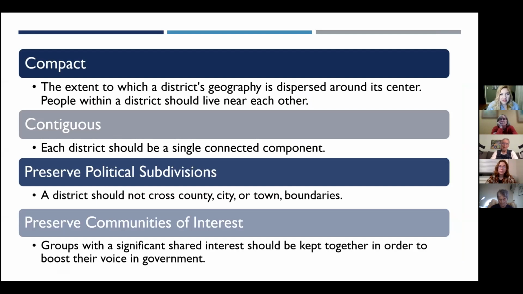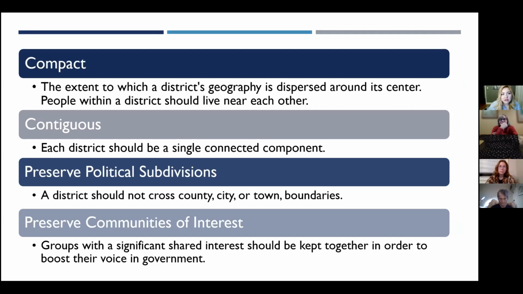So what do these words mean? These are kind of abstract terms. Compact essentially means we want our people to live close to each other. We want to have the main dense part of the district be in the center, and we don't want too many people living on the edges.